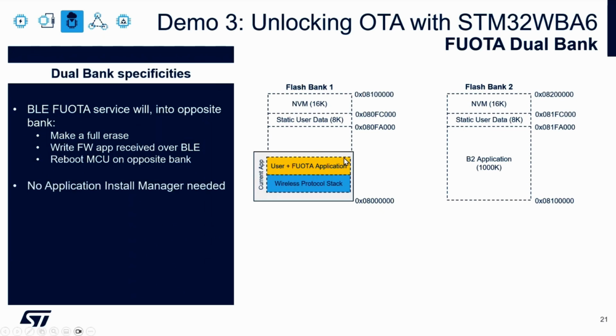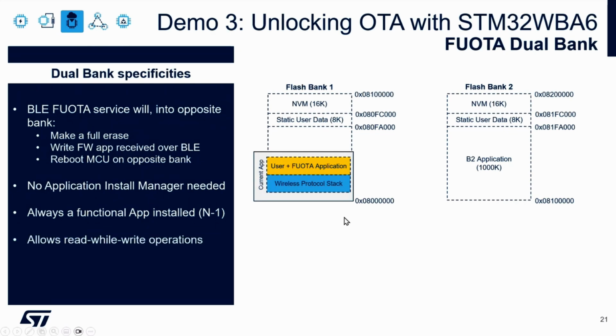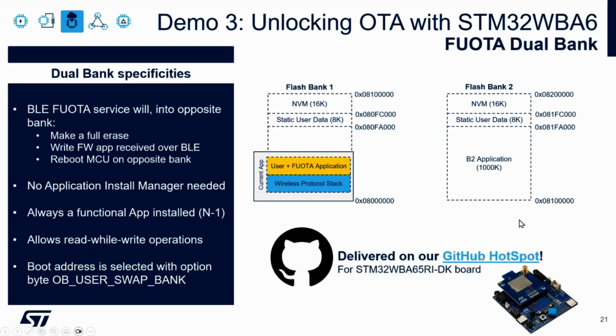There is no need anymore for the application install manager. And the great feature here is that you can still keep the previous version of your application. So if there is any issue with your new application, you can still go back to the previous one in bank 2. So great feature. You can do read-while-write operations due to the dual bank architecture, and you can decide on which bank you want to boot thanks to a dedicated option byte. We have a dedicated example, really new, new from this week, in fact, and you can find it directly on our GitHub hotspot. It is available for the discovery board. So let's try it.